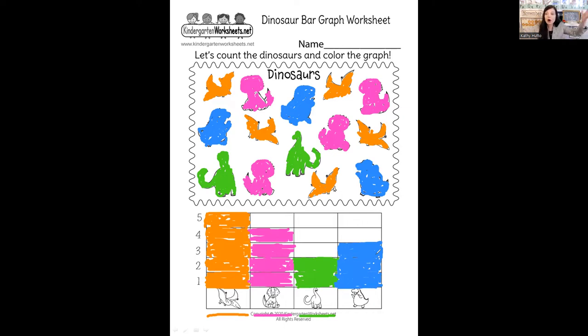Orange had the most. Which color dinosaur had the least or not the most? Just a few, not very many. The dinosaur with the least was the green one. Very good. Which dinosaur had four? Which color dinosaur? Which had only four? The pink. Pink had four.